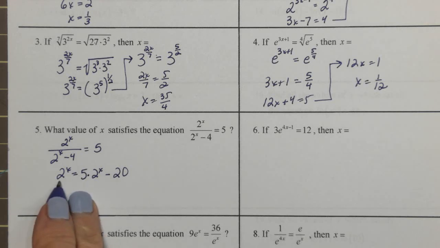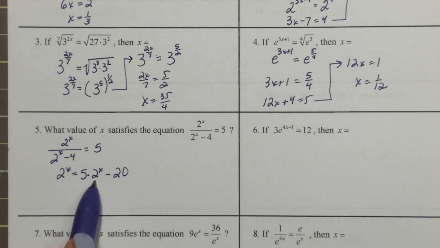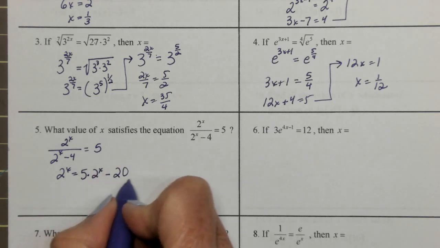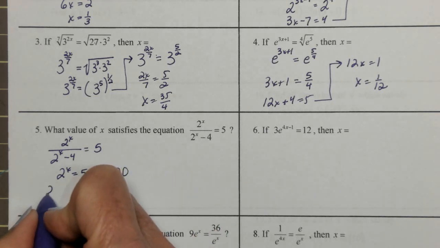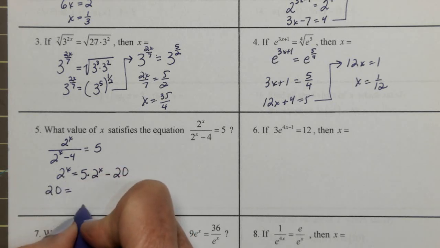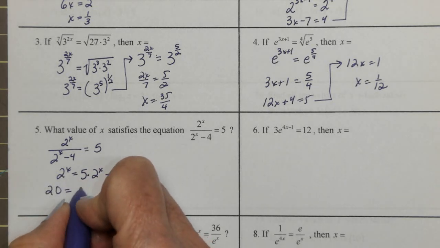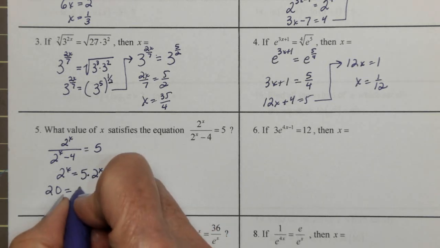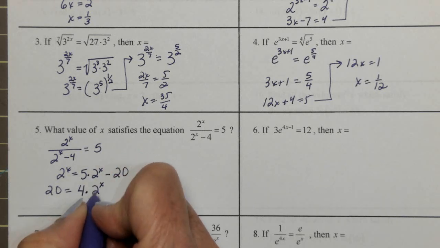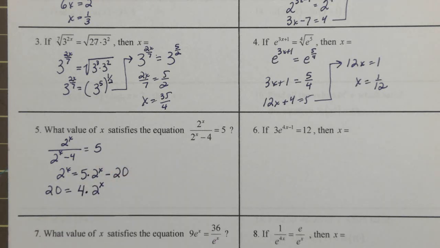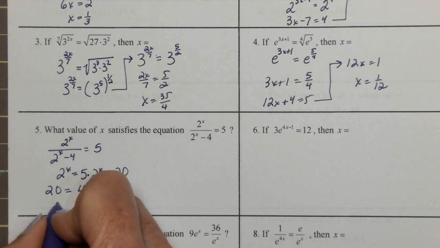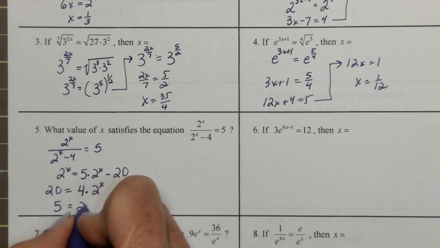And now I'm going to combine these 2 to the x terms. So 2 to the x, I'm bringing it to the other side, subtracting. I'm going to move this negative 20 to the left, it'll be a positive 20. This 2 to the x, I'm moving to the right. And I'm subtracting 1 2 to the x from 5 2 to the x, and that leaves me 4 times 2 to the x. Just subtracting like terms. Now I'm going to divide both sides by 4, and I get 5 is equal to 2 to the x.